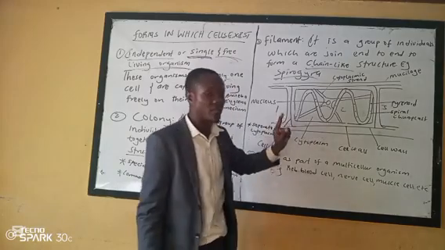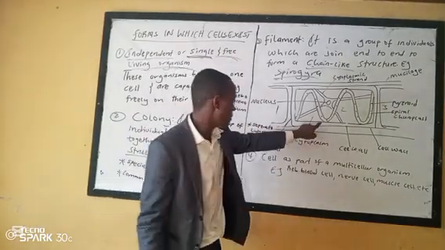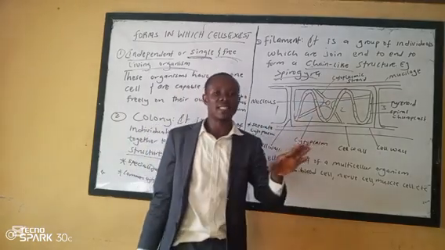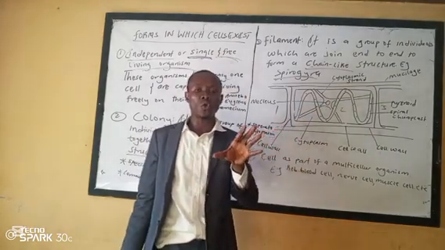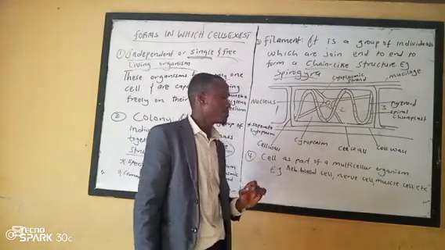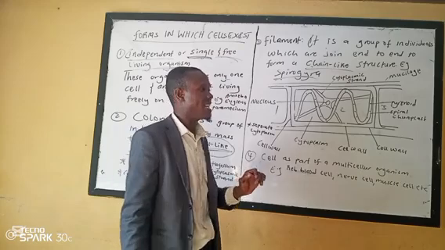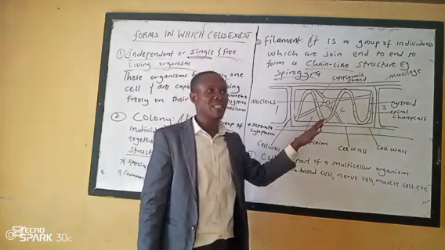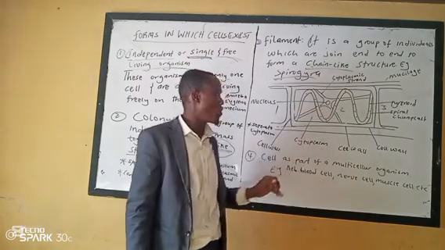And the last membrane, which is the third one here, the cell membrane, is selectively permeable. Not all substances are allowed to pass through. Only those that are needed by the cell will enter, and those that are not needed by the cell will be allowed to come outside.